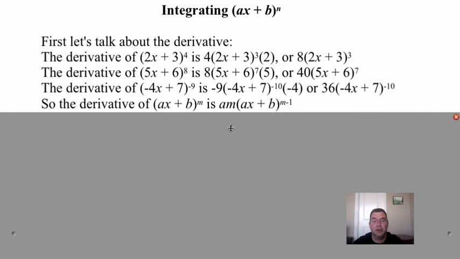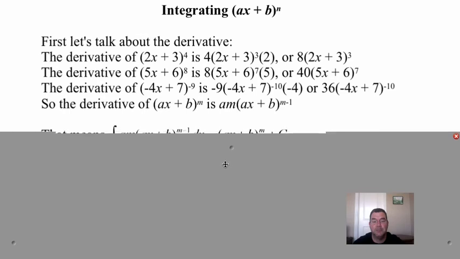All right, so in general, the derivative of (ax + b)^m is am times (ax + b)^(m-1). Okay, so hopefully you see that pattern there.